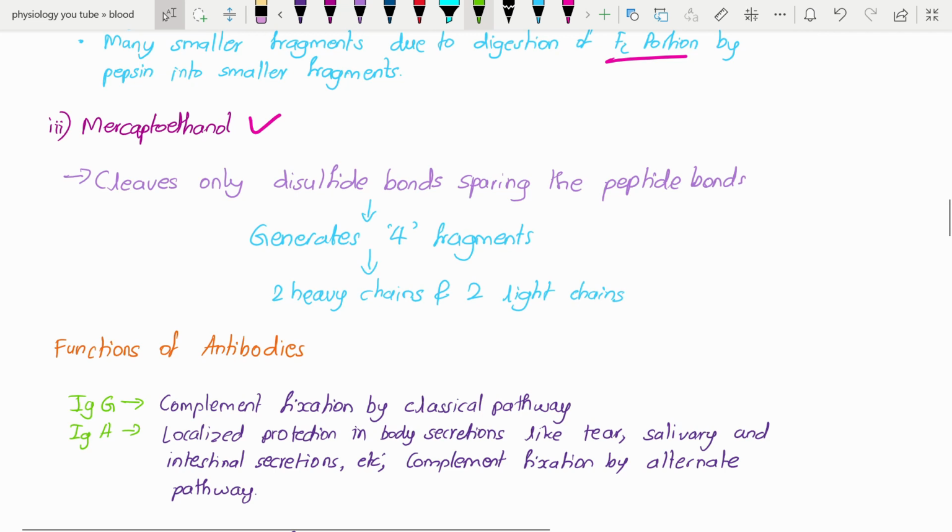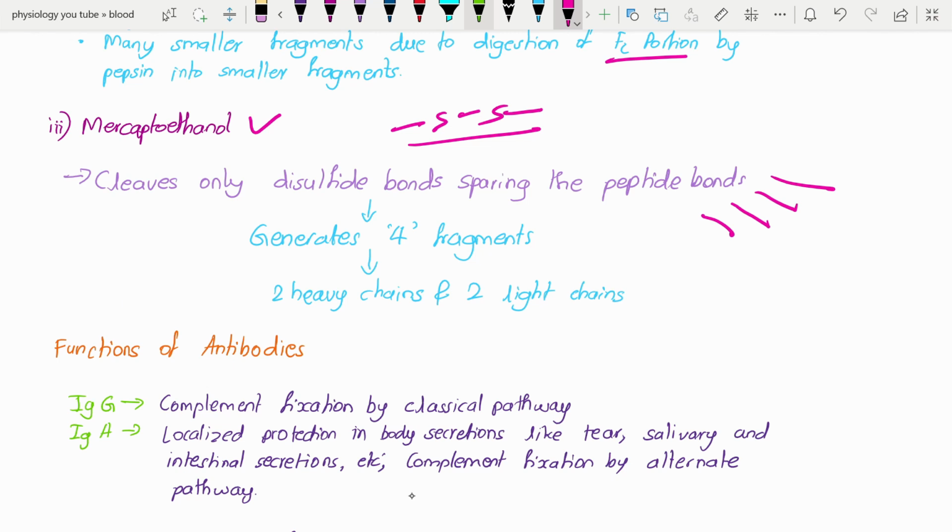And we are left with mercaptoethanol. Here what it actually does is break all disulfide bonds. What is the function of disulfide bonds? Actually they connect different peptide chains. So the peptide chains get separated. Now we will get four different chains: two light chains and two heavy chains.